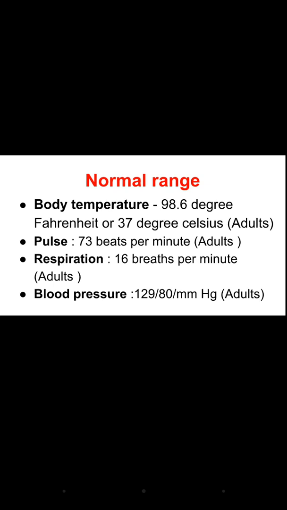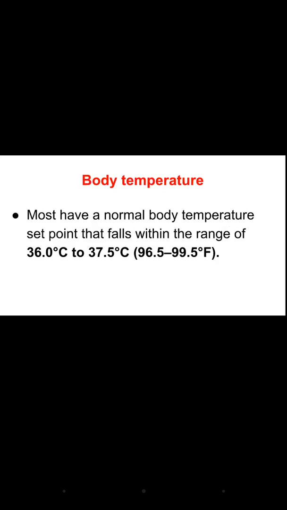Hg is the symbol for mercury. So learn all these units. But the normal range of these vital signs varies with the age also, weight also, gender also, and the overall health also. So mostly the normal body temperature ranges from 36 degrees Celsius to 37.5 degrees Celsius. In another way we can say 96.5 degrees Fahrenheit to 99.5 degrees Fahrenheit.